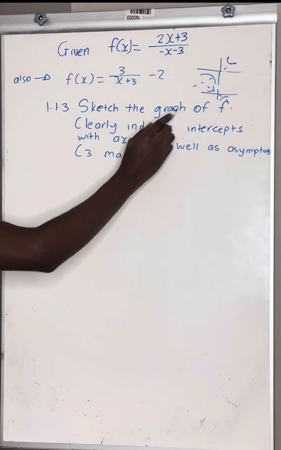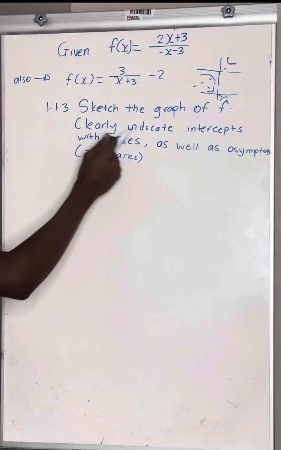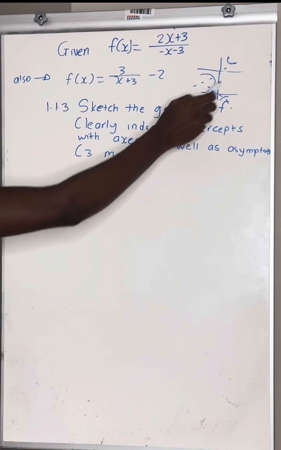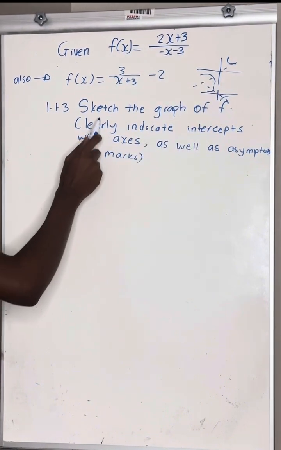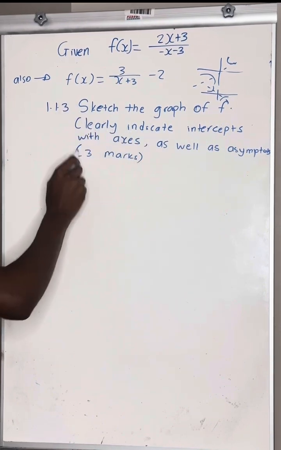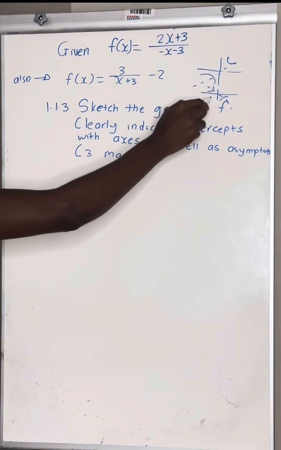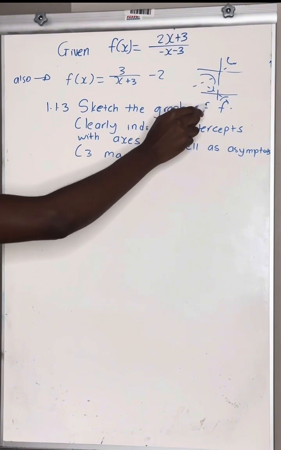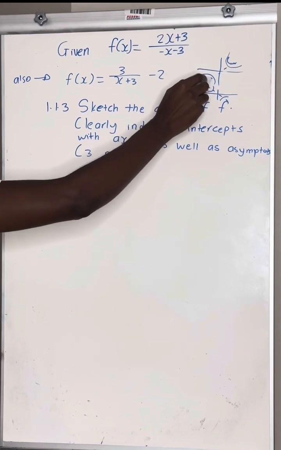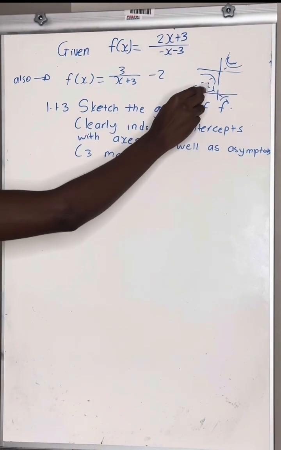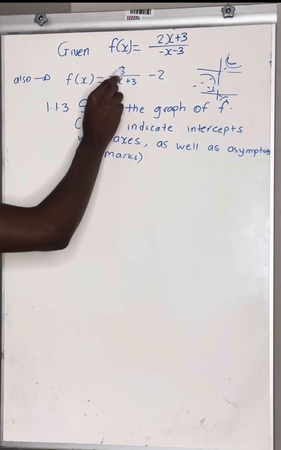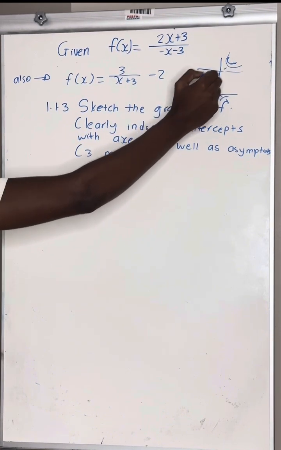Okay, so we're now asked to sketch the graph of f, clearly indicating the intercepts with axes as well as asymptotes, for 3 marks. So this is just a basic explanation of the diagrams. When you have a positive hyperbolic function, it moves in the first quadrant and in the third quadrant. When it's negative, it's in the second and fourth quadrants. You can see this by the gradients. This is the gradient. It's positive 3. So our function is going to be something like this.